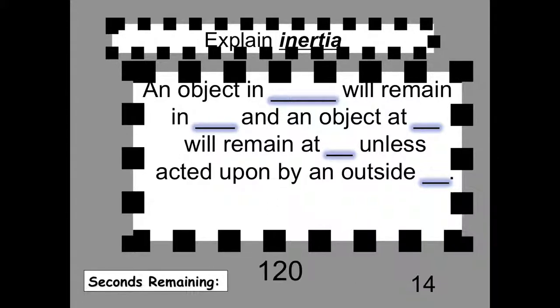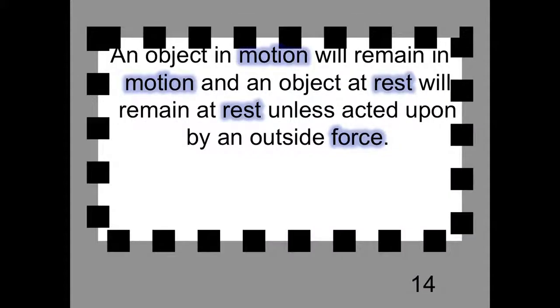Explain inertia. An object in motion will remain in motion, and an object at rest will remain at rest unless acted upon by an outside force. You should also be able to tell me that this is Newton's first law.